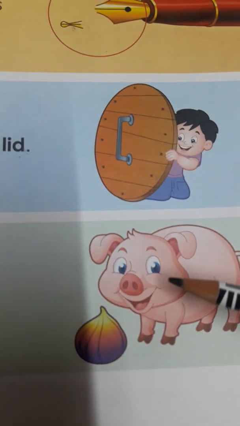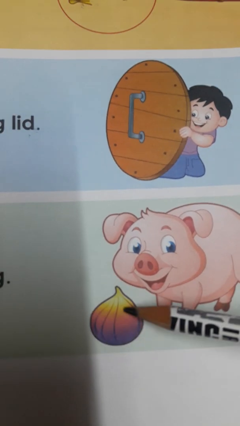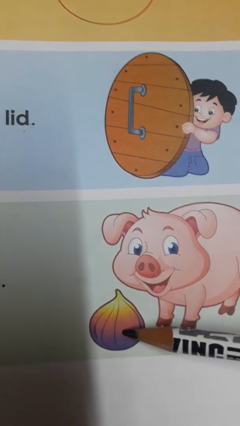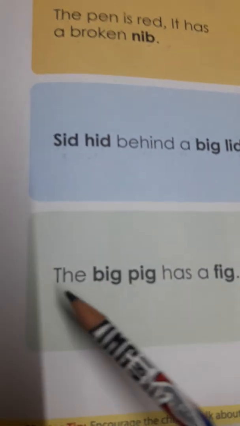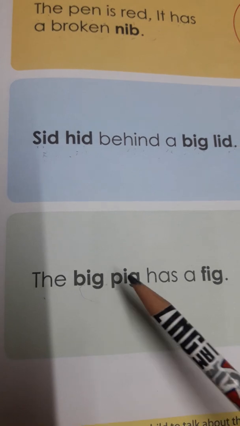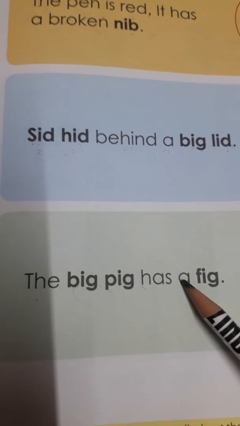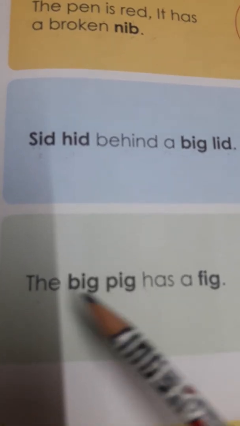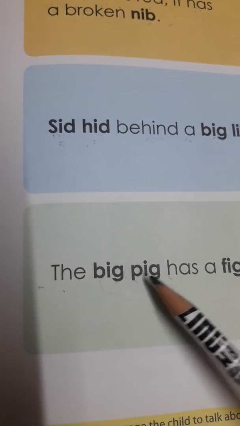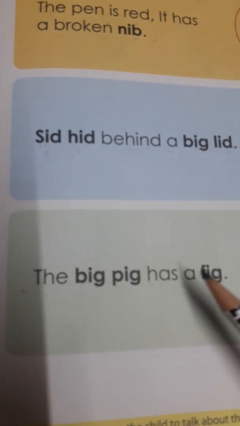And see this picture, it's a pig and there is a fig near the pig. Okay, now there is a fig. So the sentence is, the big pig has a fig. The big pig has a fig.